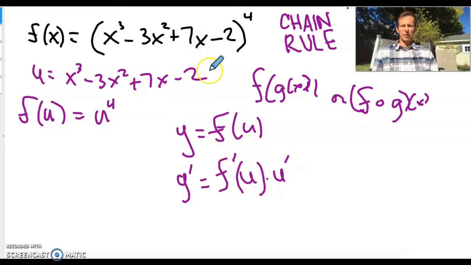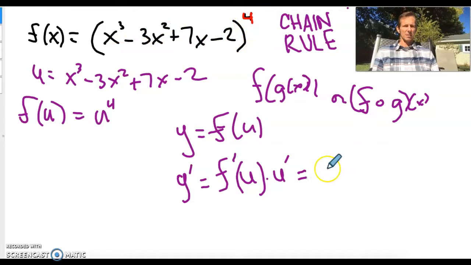I have a derivative of whatever the outside function is. In this case, that's a power of 4, a power rule. And I have a derivative of the inside function, and the inside function is this polynomial. So I'm going to apply the polynomial rule. So if I want to find the derivative of this actual function, it's going to be the derivative of the outside function. This is my outside function. That's outside of all of this.